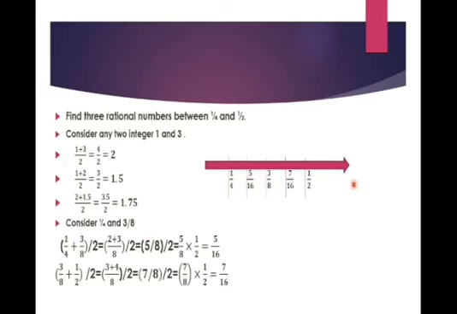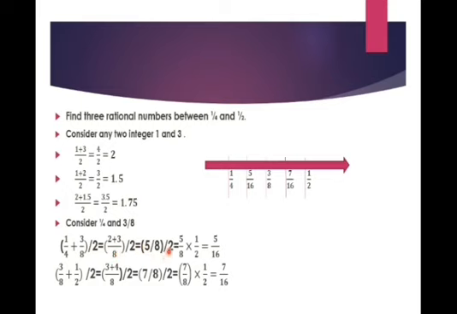We can now see that. Consider 1 by 4 plus 3 by 8. The denominators are not the same, so we convert them by the LCM method. The LCM of 4 and 8 is 8. Then 8 by 4 is 2, 2 into 1 is 2, 2 into 4 is 8. We get 2 plus 3 by 8. 2 plus 3 is 5, so 5 by 8, divided by 2.